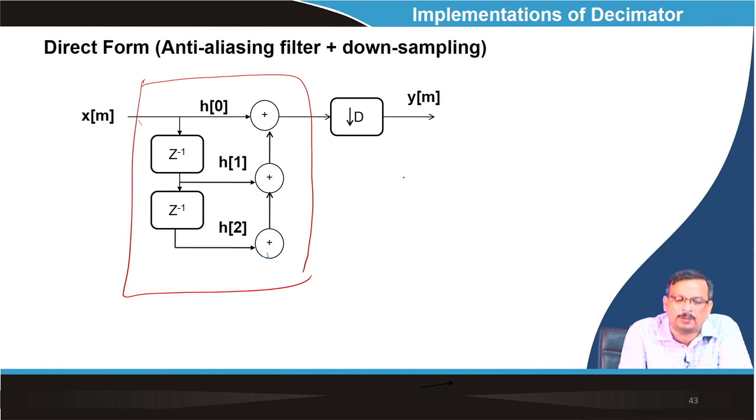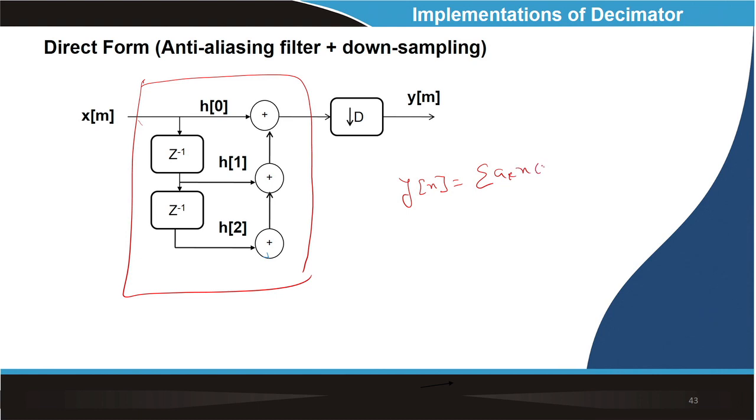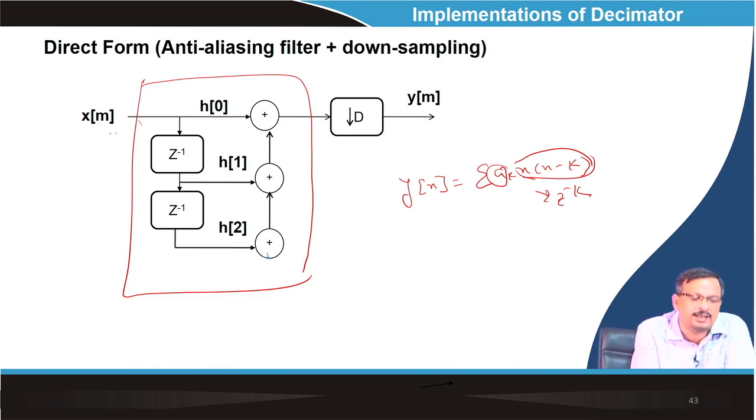So what is an FIR filter? y of n is equal to the summation of a_k times x of n minus k. So I know that it is the convolution of the filter coefficients with the signal. In the Z domain, it is nothing but z to the power minus k. If I want to implement it using the direct structure form, x of n passes through a low pass filter which can be implemented using the direct structure form.